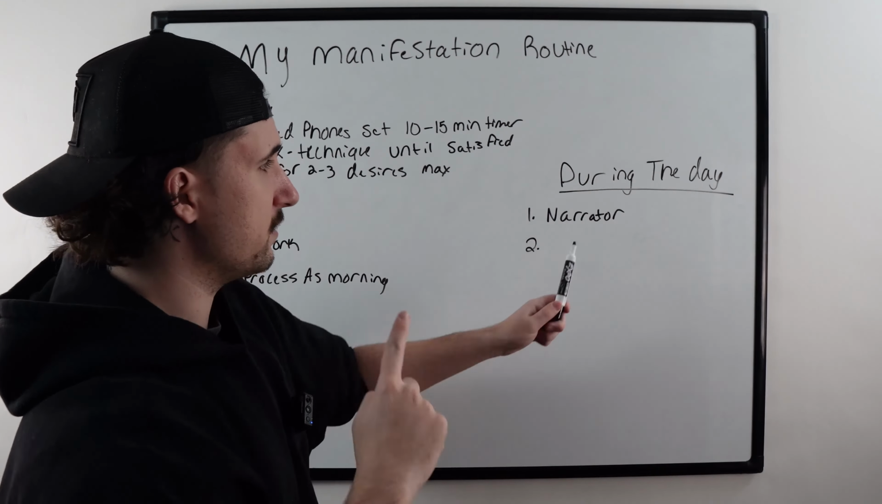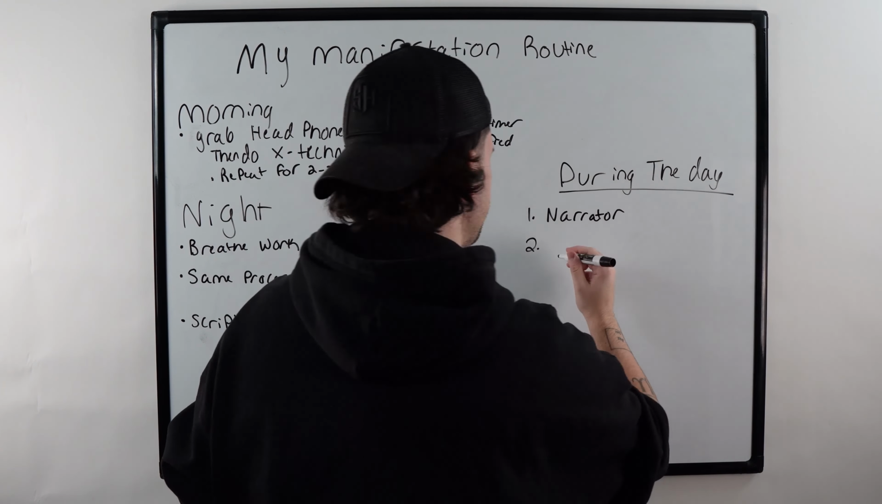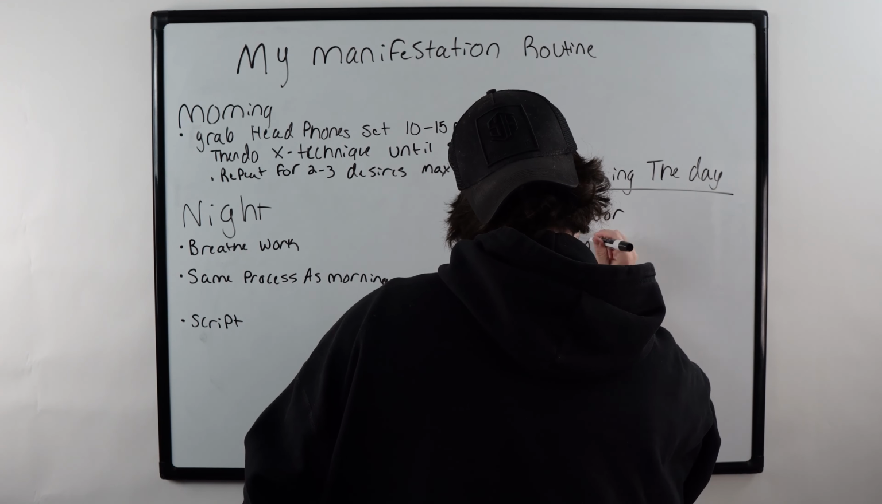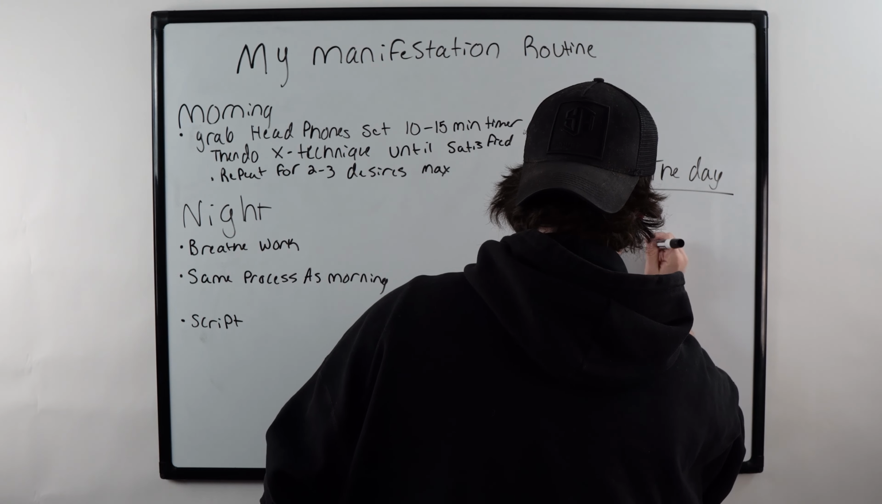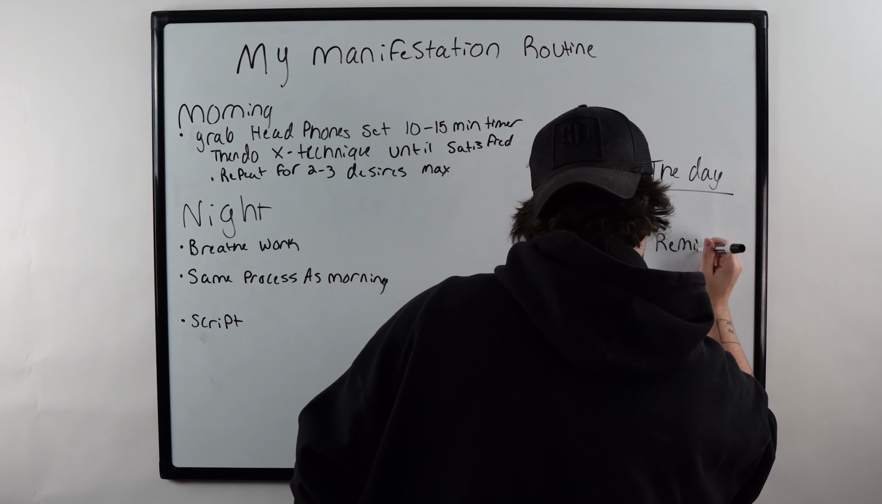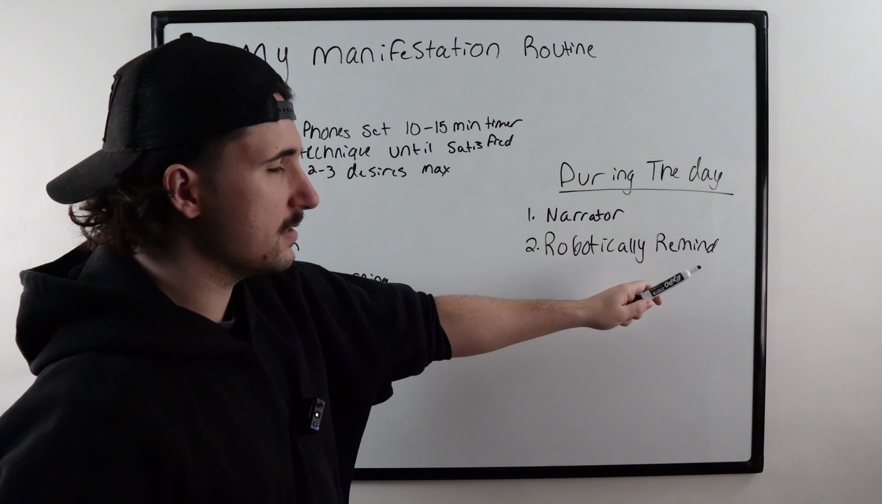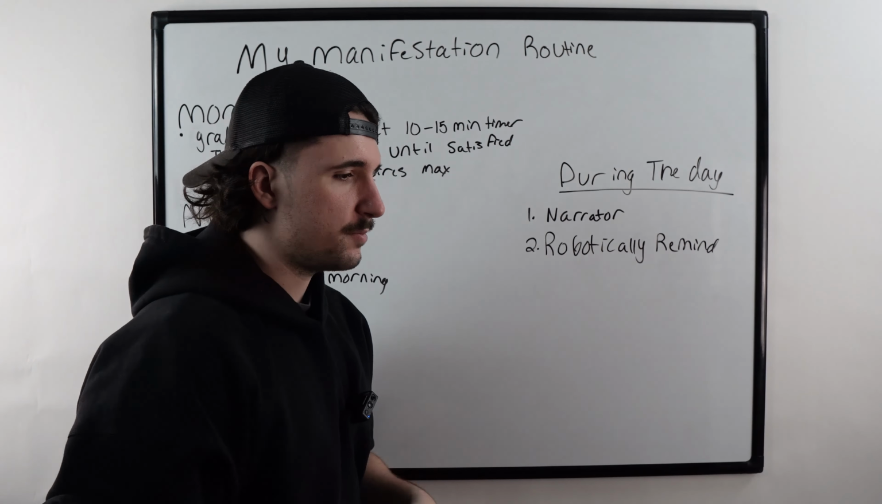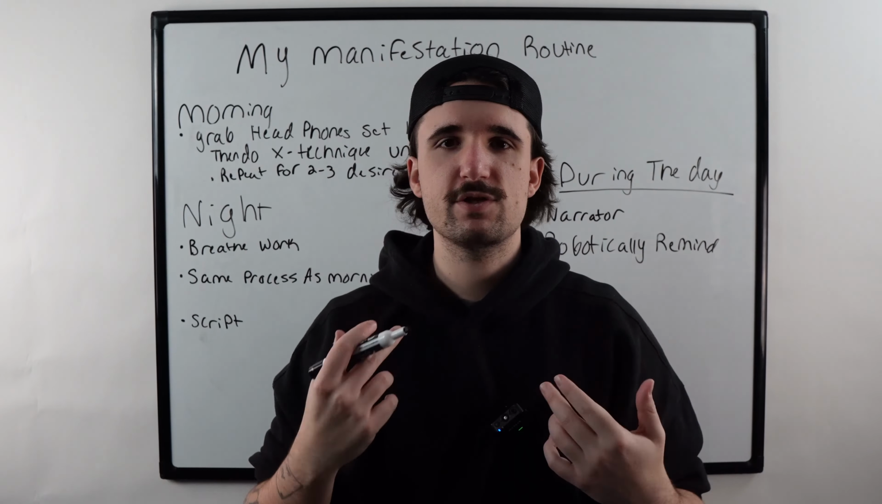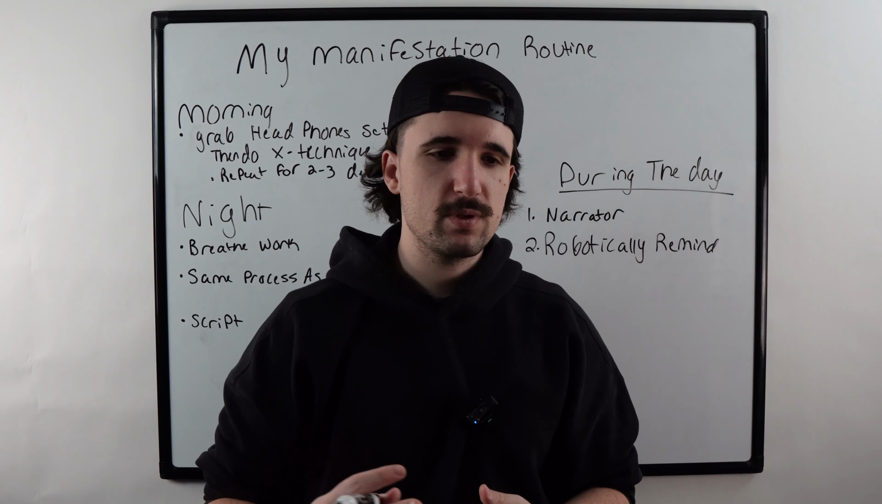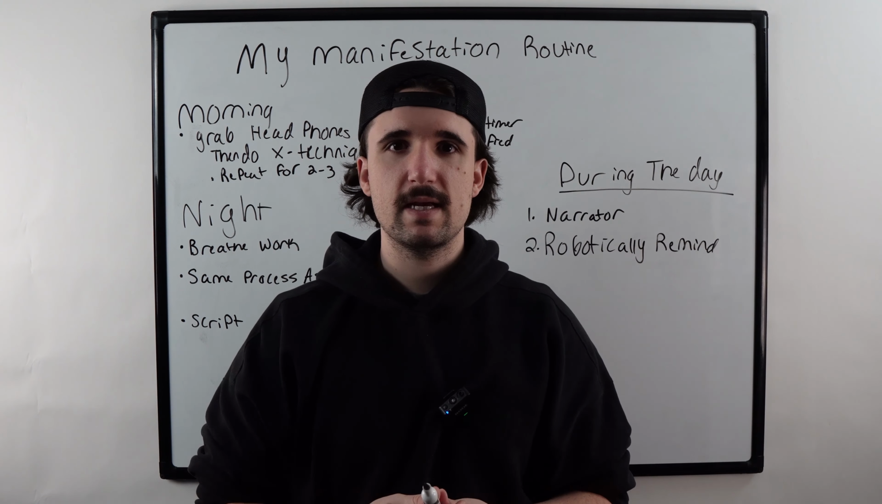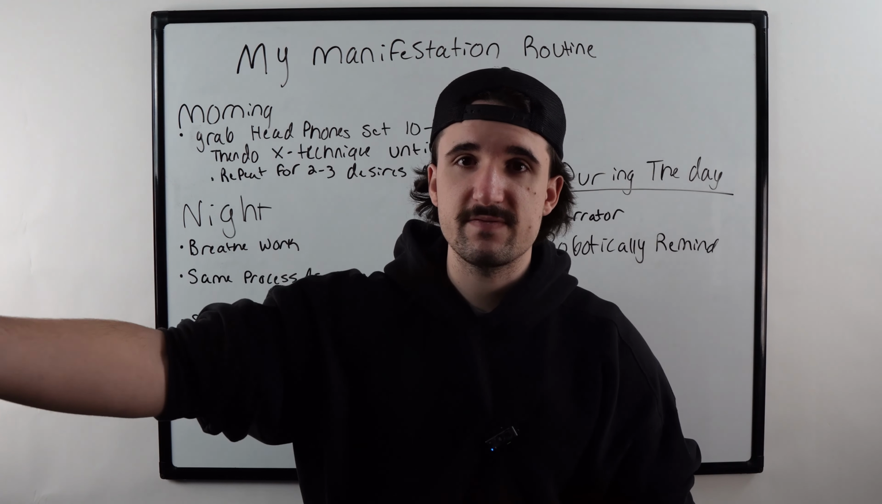I always do that, and if something comes up, let's say I'm manifesting something and the negative comes up, I'll narrate, and then I will robotically remind. Very similar to robotic affirming, but robotically remind is just, you're not affirming, you're just reminding yourself who you already are. And I'll do that until I no longer want to say it, as it naturally leaves my mind.